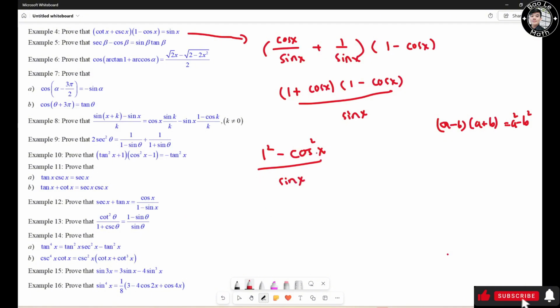So 1 minus cosine square of s is going to be sine square of s over sine s, right? So this turned out to be sine s, right? So this one has been proved, right? Remember we have sine square of s plus cosine square of s equals 1. So keep that in mind.